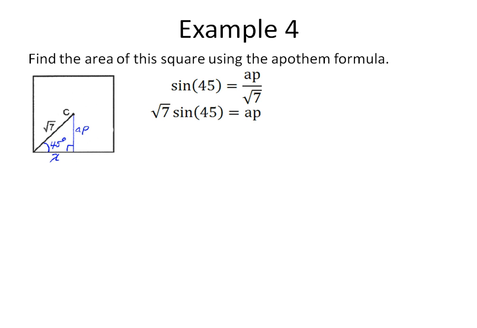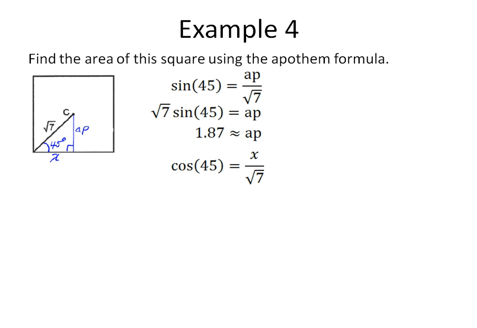Okay, so we cross multiply, which gives us the square root of 7 times the sine of 45 is equal to the apothem length. So 1.87 is approximately equal to the length of the apothem. Okay, so let's take a look and see what we get with this.